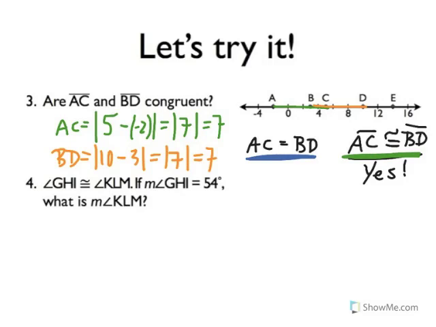Number 4, angle GHI is congruent to angle KLM. If angles are congruent, we know that their measures are equal. So what do we know about the measure of angle KLM? It's going to be the same as the measure of angle GHI because the angles are congruent. So we know that it's 54 degrees.